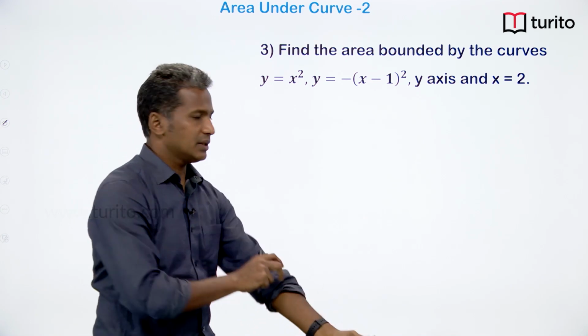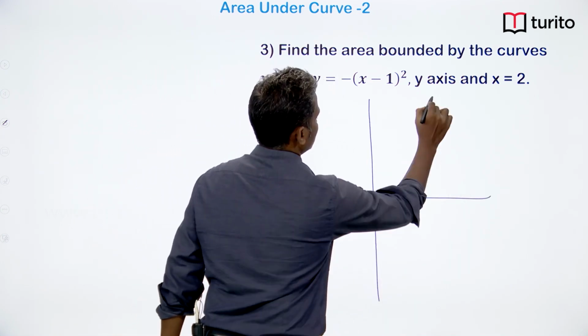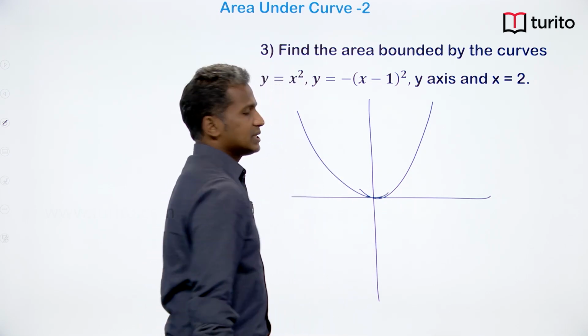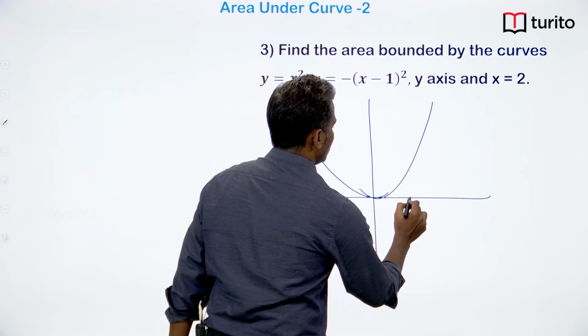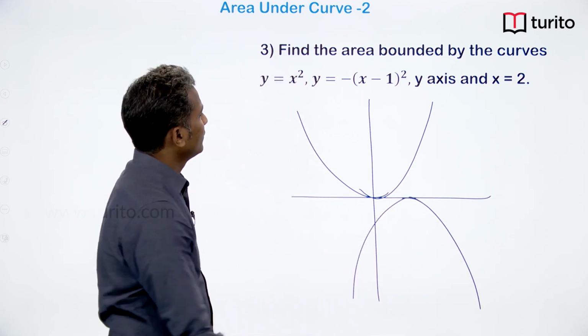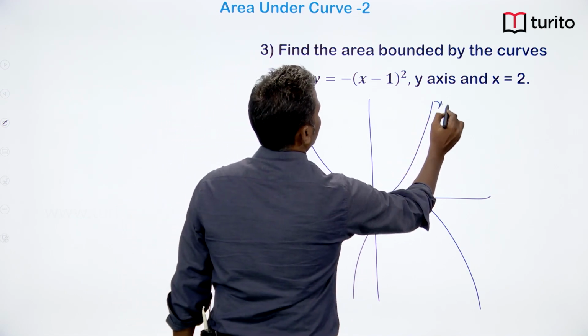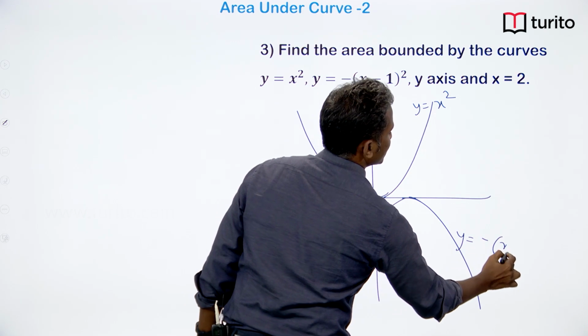So here I have explained the pattern. Now let me just draw the graphs of the question. This is, let us say, y equal to x square, and we have y equal to minus x minus 1 square like this. So this is our y equal to x square function, this is our y equal to minus of x minus 1 whole square function.